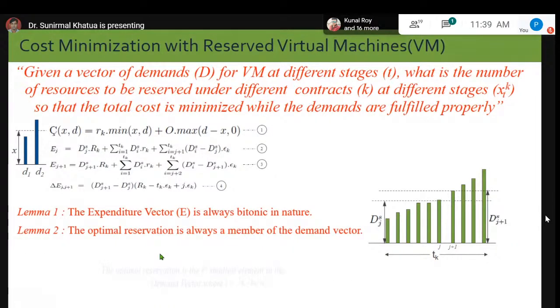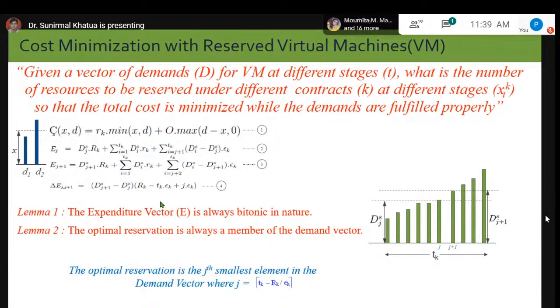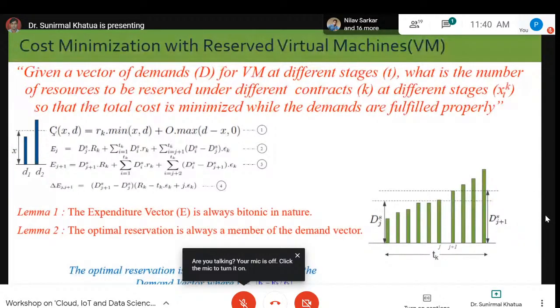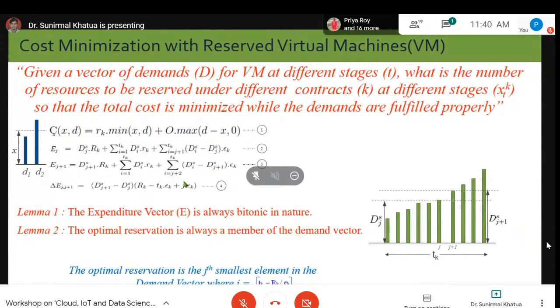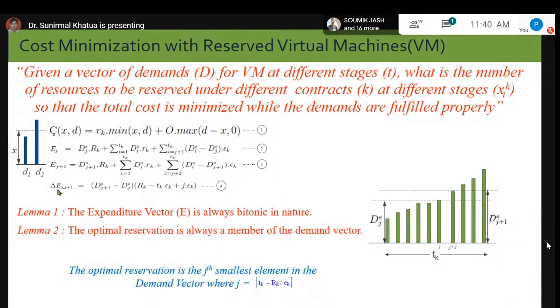Now from these two observations, we conclude that the optimal reservation is the jth smallest element in the demand vector, where j is the ceiling of t_k minus r_k by epsilon_k. You can find that from here, because all of these are constants: d, d, r are constants. The only variable is j. Initially this is negative, that's why the cost reduces. Now as you increase j, after a certain value of j, it becomes 0. And then if you increase j, the positive component increases, so obviously the cost will increase. So we can say the optimal value of j is when this is equal to 0. From there we get j is the ceiling of t_k minus r_k by epsilon_k.